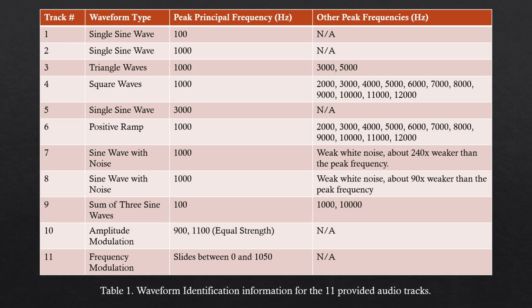To become familiar with reading waveforms, 11 audio tracks were used as DAQ signal inputs and identified by the resulting waveform graphs. Table 1 contains the waveform identification information for the provided tracks. The waveform type essentially describes the shape of the time history graph. The principal peak frequency refers to the frequency with the most energy, depicted as the absolute maximum in the power spectrum. The other peak frequencies are the frequencies with visible relative maximums.